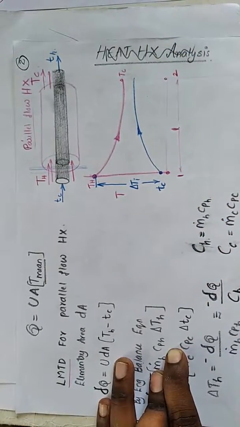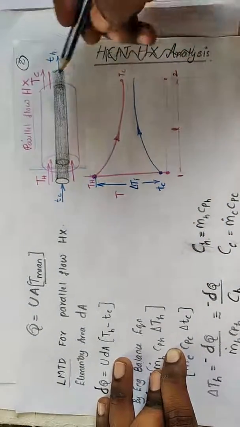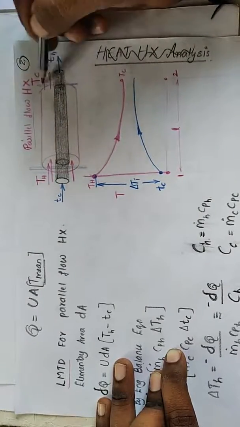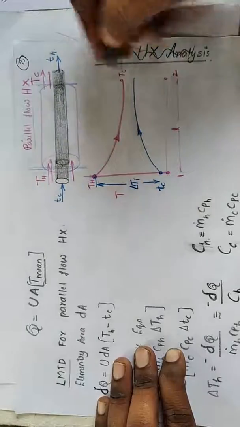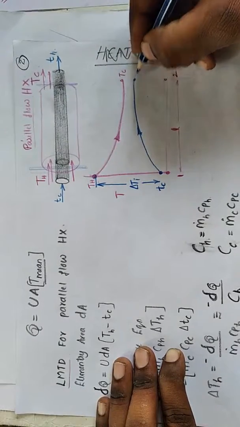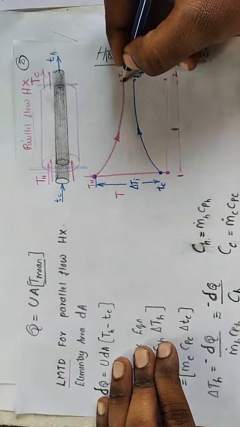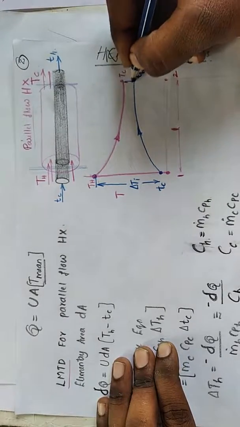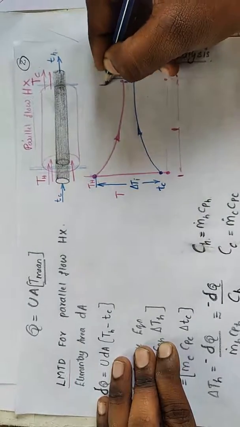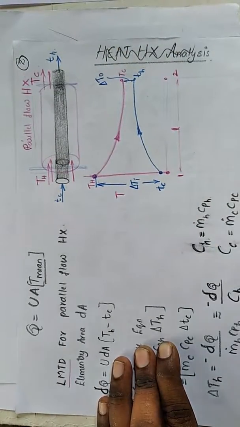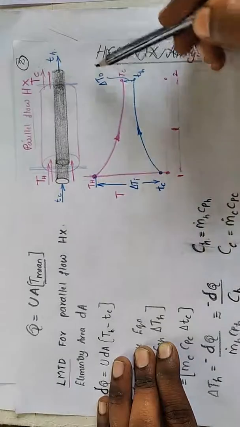Now, what is the temperature difference at the outlet side? At another position, what is the temperature at the outlet side? Delta T at the outlet side. Here, this is a small th. Now, this is a delta T. Here you can see delta T outlet. Here the delta T inlet and delta T outlet.